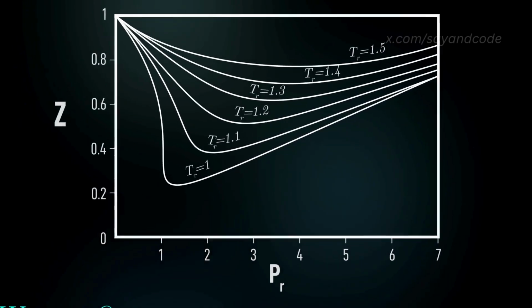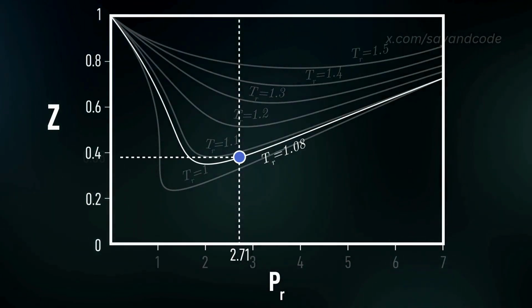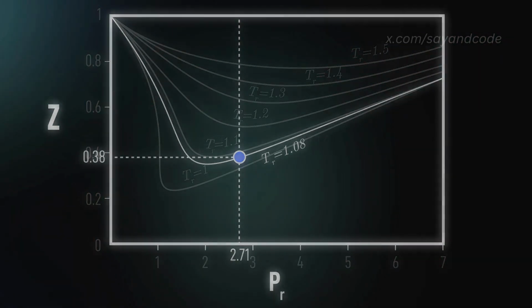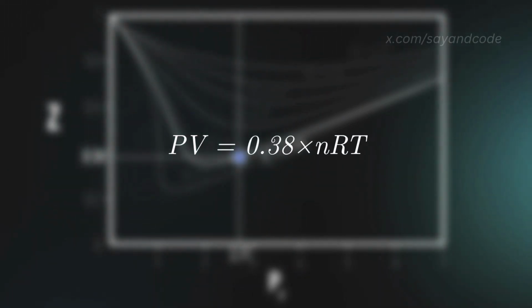Using these values in the compressibility chart, we find the value of Z is approximately 0.38. So the equation for the steam at given conditions is PV is equal to 0.38 nRT.